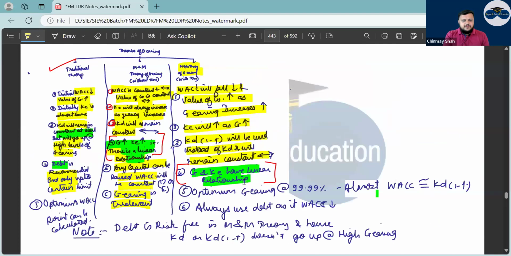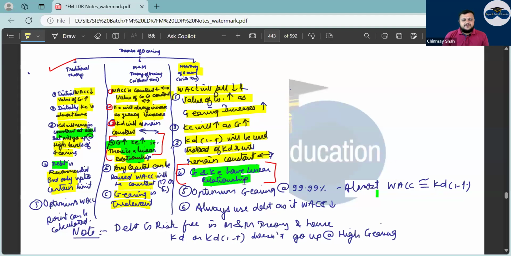Have a look. This is most important, right? On this, at least I'm saying, right? At least 12 to 15 MCQs are there in various books, right? Traditional theory. Initially, WACC falls, value of company rises. Initially, KE is almost same. KD will remain constant at start, but will go up at high levels of gearing. Debt is recommended, but only up to certain limit, right? Optimum WACC point can be calculated or cannot be calculated?